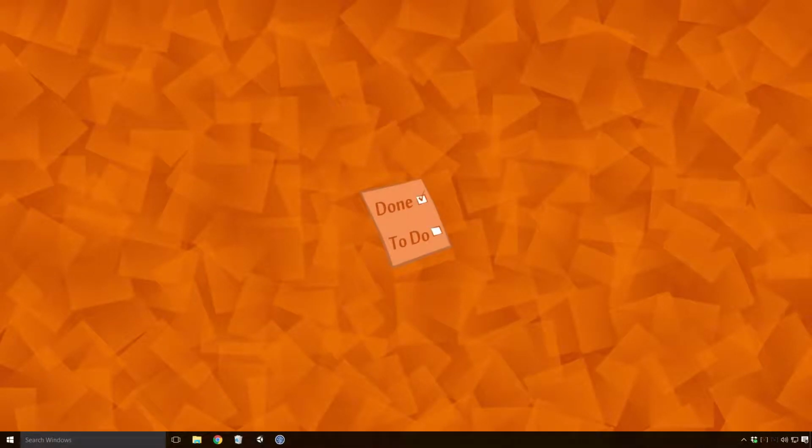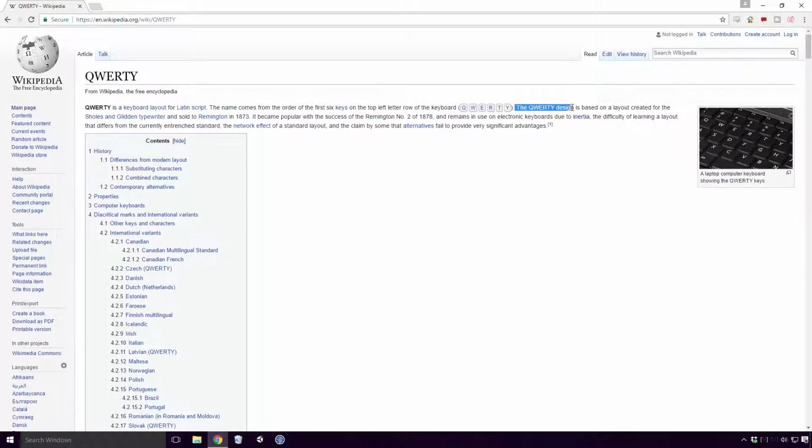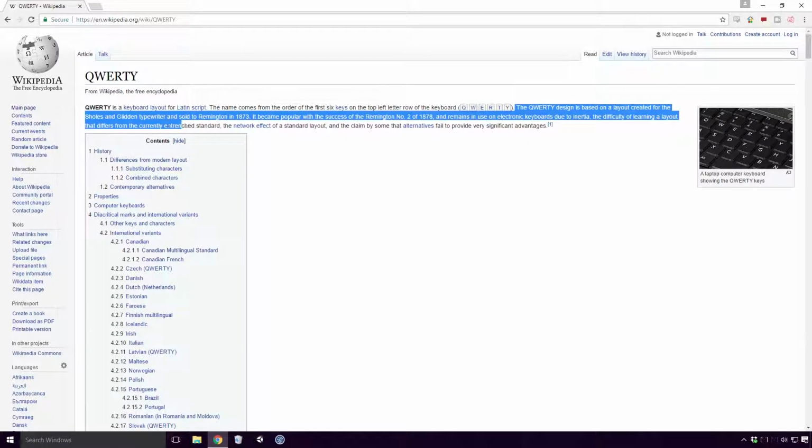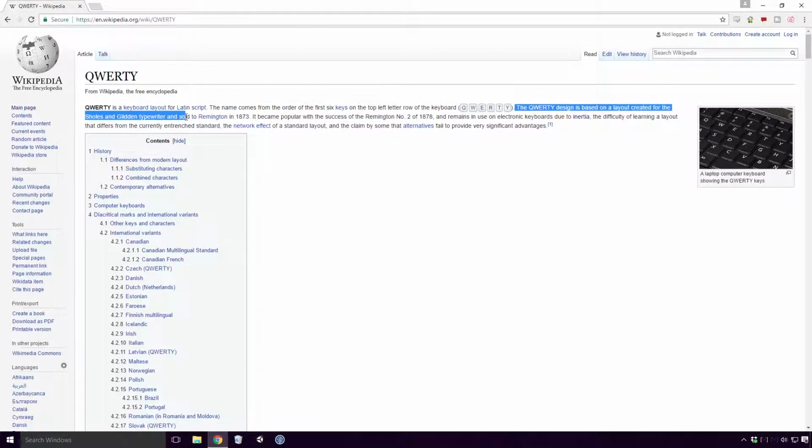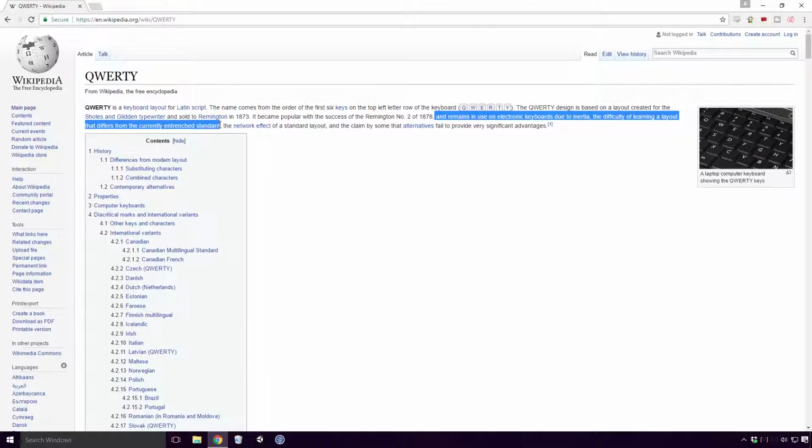Well, what are the origins of QWERTY? Ace, to tell you the truth, I'm not even sure the internet knows. Let's have a look at all the supposed origins. According to Wikipedia, the QWERTY design is based on a layout created for the Scholes and Glidden typewriter and sold to Remington in 1873, and remains in use on electronic keyboards due to inertia, the difficulty of learning a layout that differs from the currently entrenched standard.